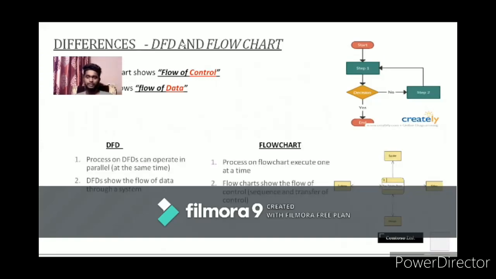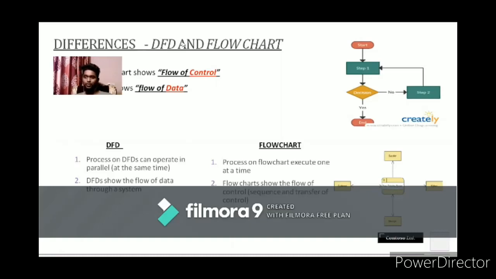The second point is that DFD shows the flow of data through the system. It means the flow of data is shown through the system. In DFD, we can monitor the flow of data through the system. A flowchart shows the flow of control, so flowcharts are different when compared to DFD. It shows the control of all sequences and the transfer of controls.